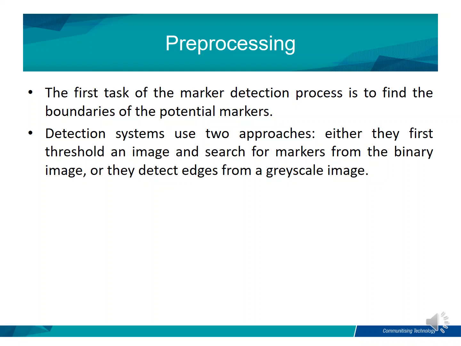They will use two approaches or methods. The first one is to threshold an image and search for markers from the binary image, and the second one is to detect the edges from a grayscale image.